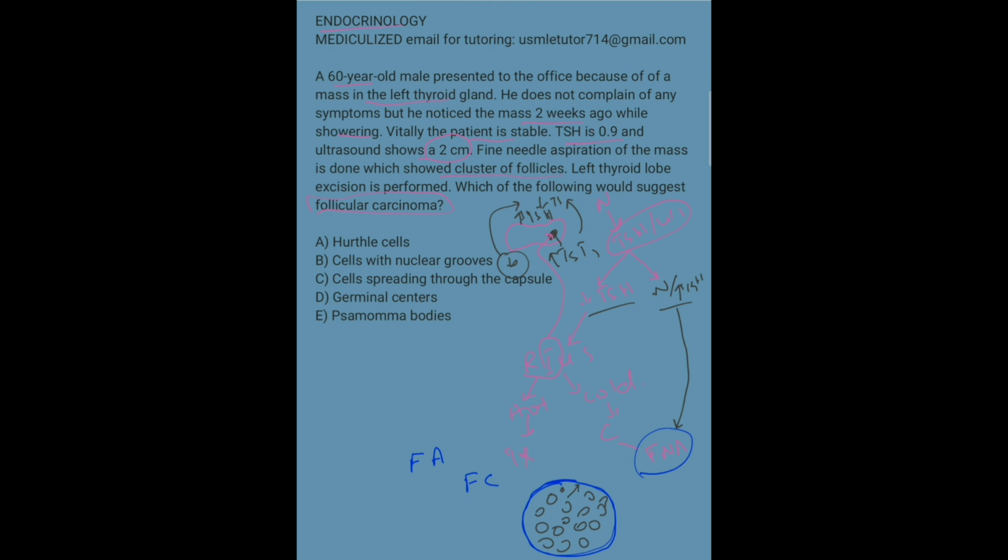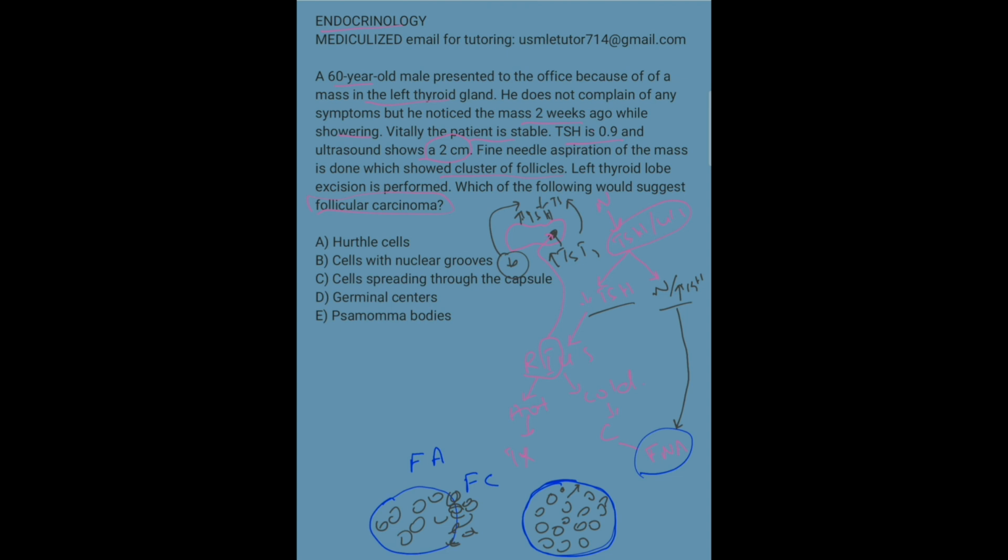Now, what happens in follicular carcinoma? In carcinoma, you will have the same capsule like this, but these tumor cells, these follicles, can actually grow through. They can grow and break through this capsule. So there is capsular invasion. So if you do FNA, it cannot differentiate between follicular adenoma and carcinoma.